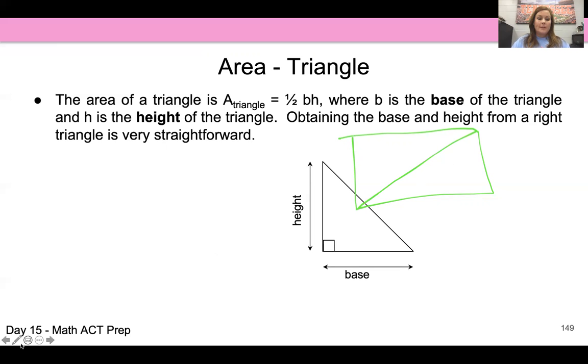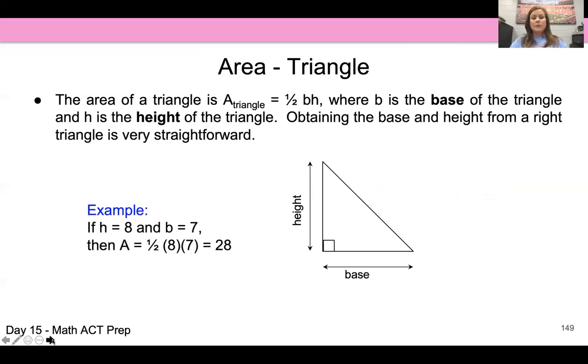I need to do my little eraser again and make this go away so you don't have to see it. All right. So when you have a right triangle, this is kind of nice because you literally just do base times height and divide by 2. Now, a little trick that I do here is if there's an even number, I will go ahead and divide this by 2. I won't go 8 times 7 is 56 divided by 2 because that's a larger number.